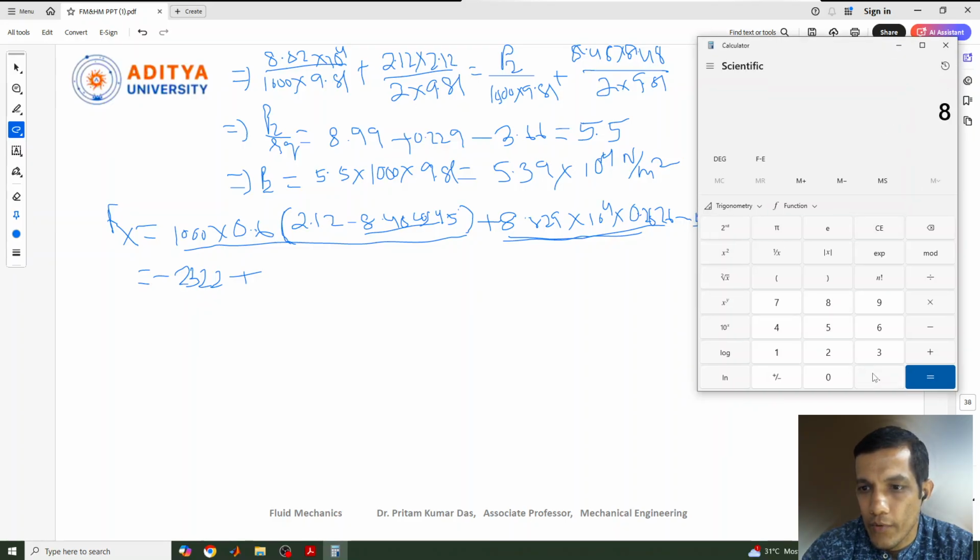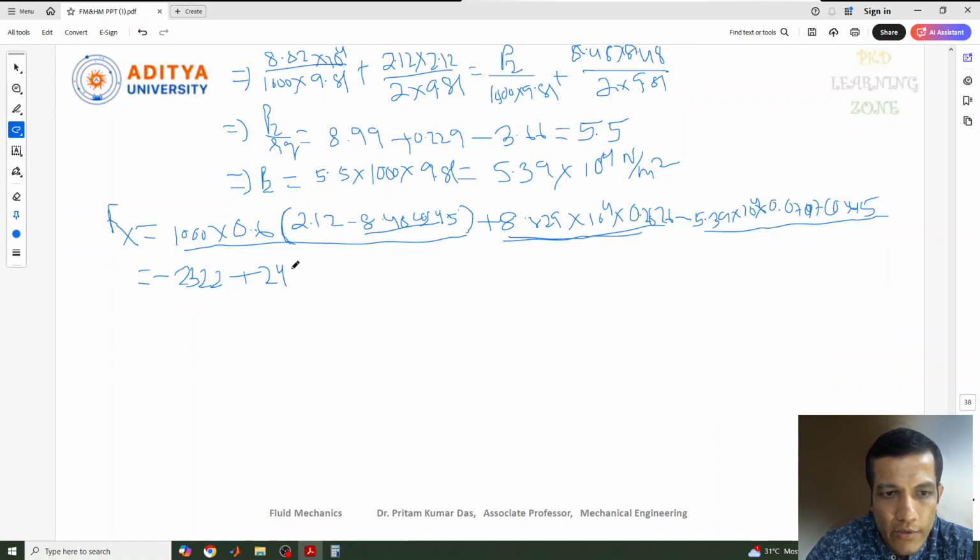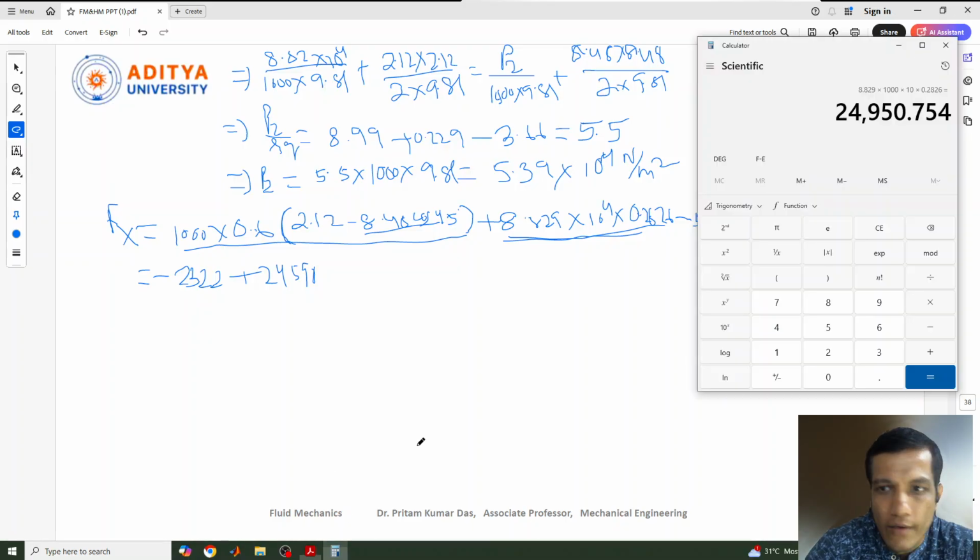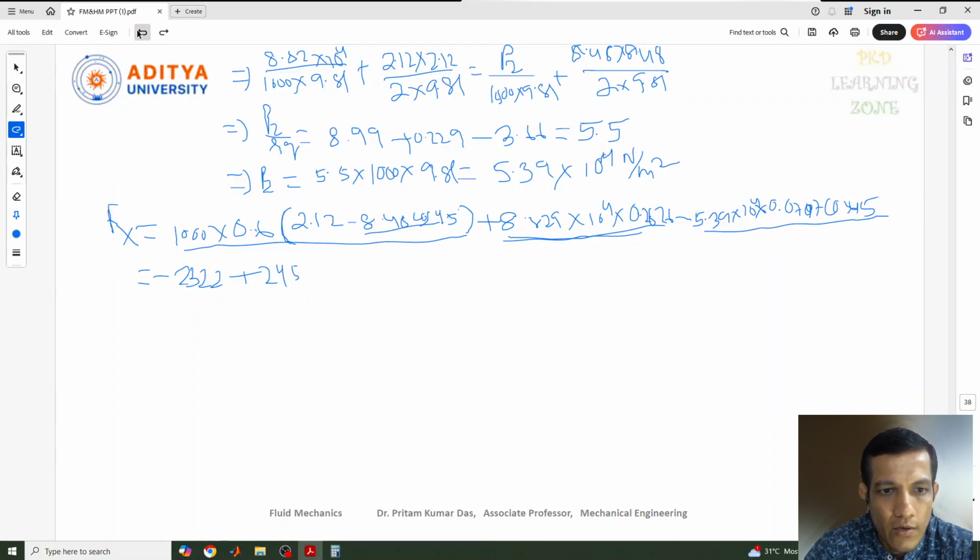So similarly 8.829 into 1000 into 10 to the 4, there is one more 10, into 0.2826, that gives 24,950. This is some more value. 24,950, sorry. This is 950 point something.